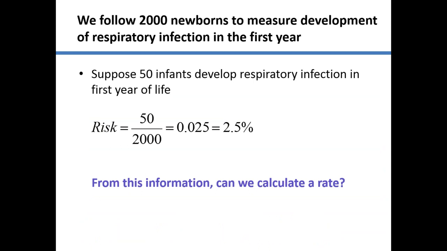Can we calculate a rate? I'm bringing an example that we used before to calculate a risk, 2.5%. From this information, can we calculate a rate? It's a yes or no answer. What's missing, if the answer is no? If you say no, that's the correct answer, because what we're missing is the person time here. We don't know when those 50 people got the outcome. If they all got it on day one of follow-up, they contribute pretty much nothing to the total person time. If they all got it on the last day, that's an extra 50 years of person time. So we're missing information about when events occurred, and we're not able to calculate a rate precisely.